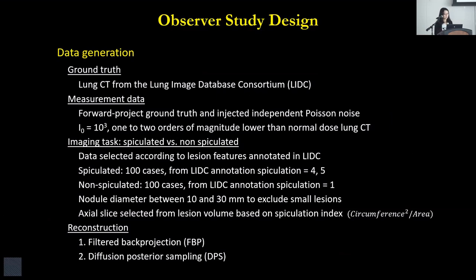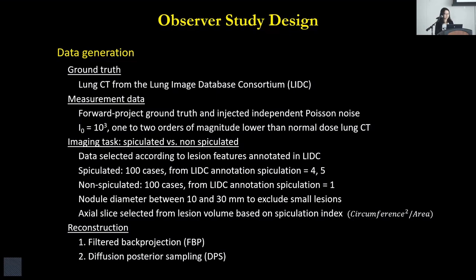First, I want to go through data generation. So we're focused on lung CT imaging. For ground truth, we used lung CT images from a public database called the Lung Image Database Consortium, or LIDC. To generate the measurement, we forward project the ground truth and inject independent Poisson noise. The dose level we're simulating has a bare beam fluence of 10 to the 3. For reference, this is a very low dose level, 1 to 2 orders of magnitude lower than a normal dose lung CT scan.